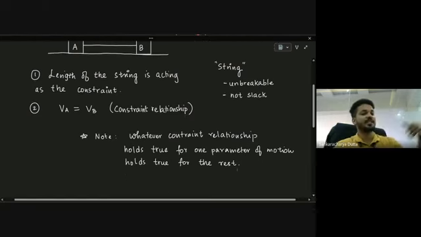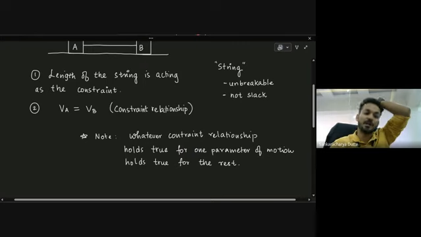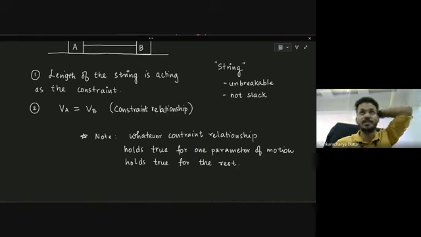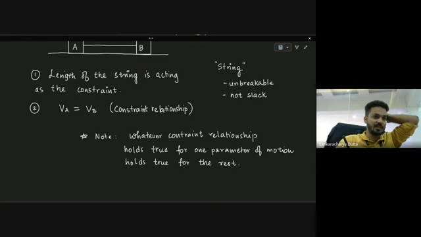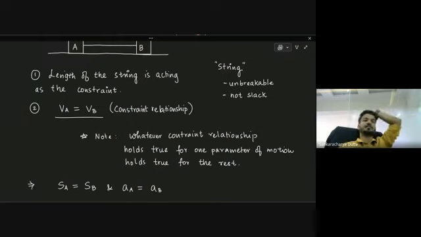Okay, so whatever constraint relationship holds true for one parameter of motion holds true for the rest of the parameters. Now that means if you have identified that VA equals VB by doing some analysis, you can simply say displacement of A will also be equal to displacement of B, and acceleration of A will also be equal to acceleration of B. Okay, now this is something that you have to take for granted now, and later on I'll explain.